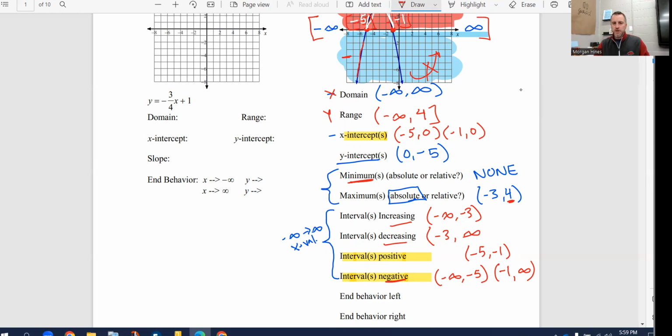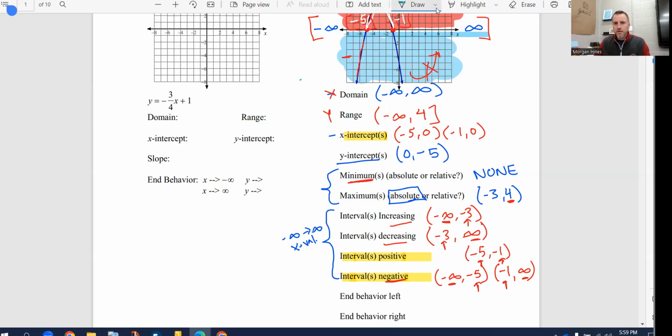So that's intervals positive and negative, and I want to make sure you see this. So -infinity to positive infinity. We have to account for the whole domain. Same thing for these intervals, -infinity to positive infinity. The places where it changes, -5 and -1. These are the x-intercepts. For the intervals increasing and decreasing, this is -3 and -3. That's the maximum point, or the x value of the maximum point. All right, one last thing, and then we'll be done with this one.